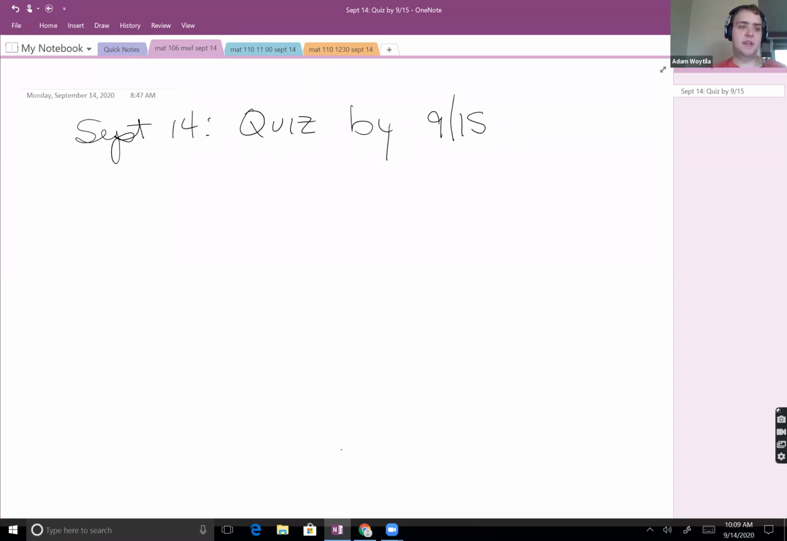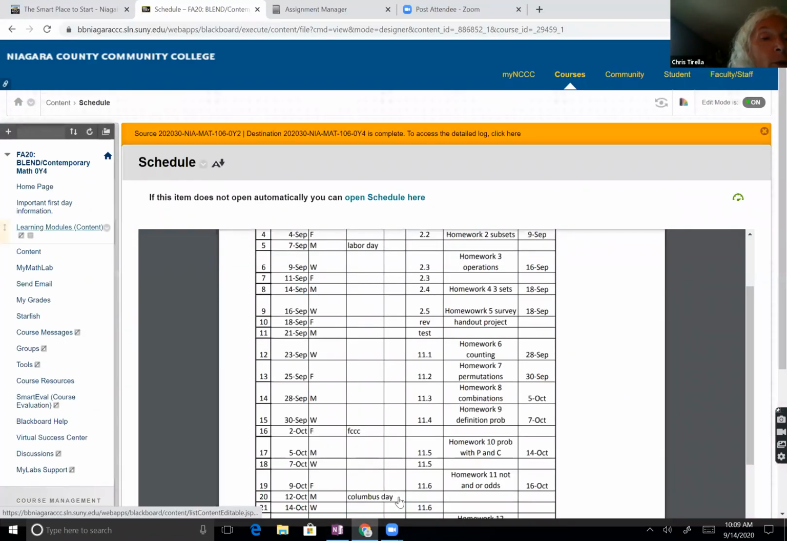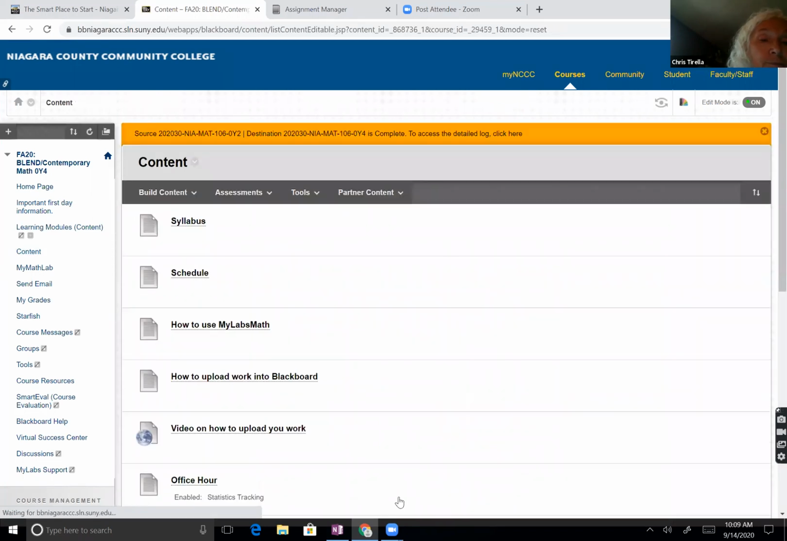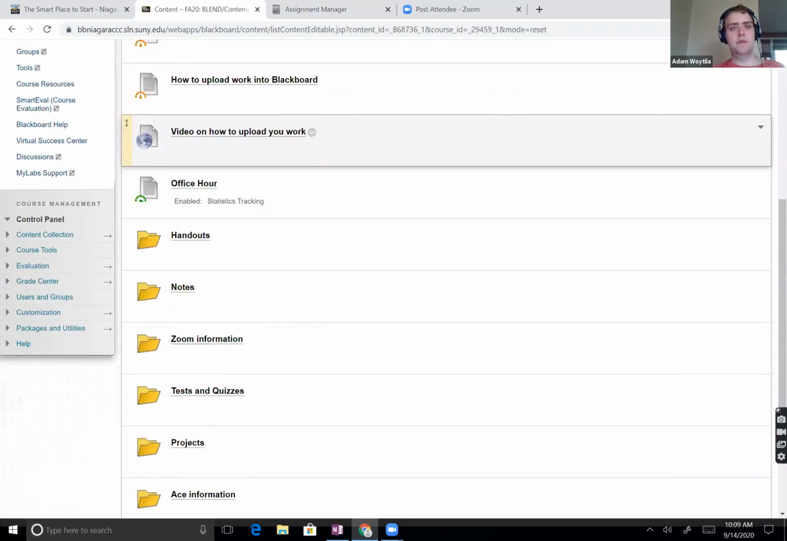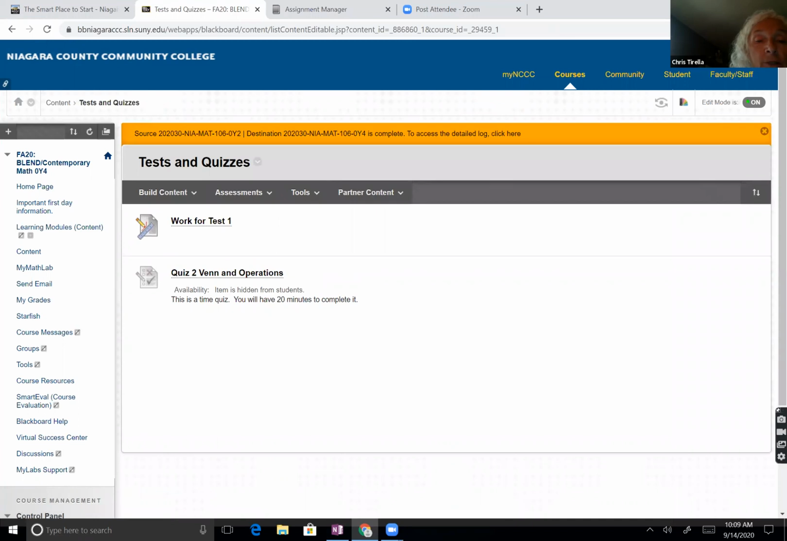So where is that located? That quiz will be in content. In content, in Blackboard, there's a folder, tests and quizzes. And you see over here, it shows up for me. It's hidden from you until the end of class today. It'll be on Venn diagrams and set operations, and you should be able to just type your answers right in. With this one, I don't think there's anything you need to upload.